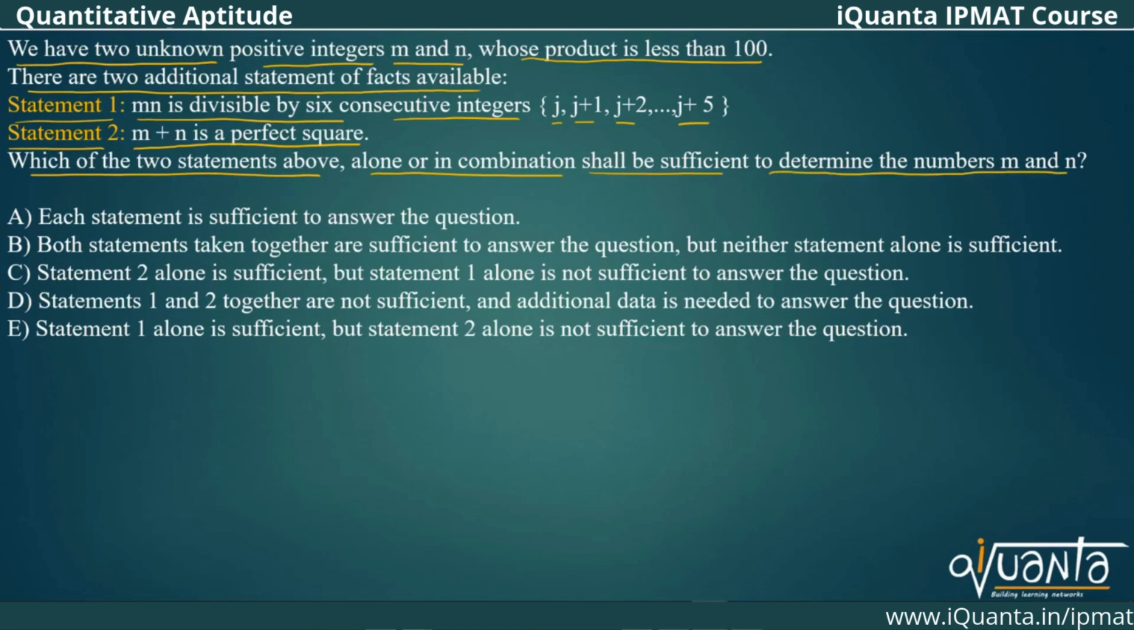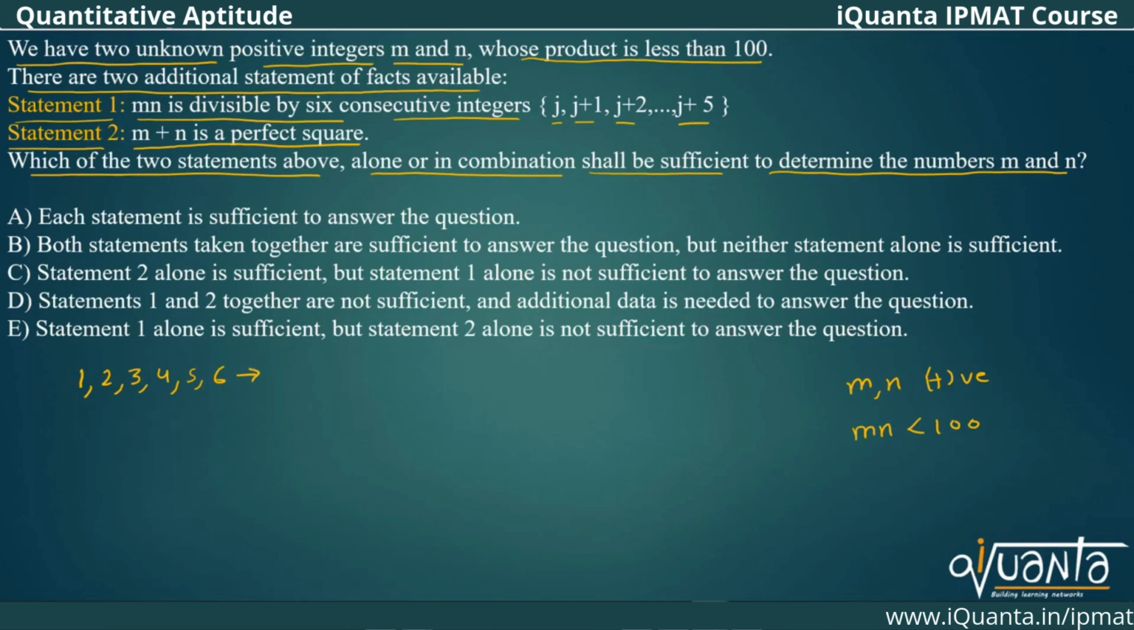So first of all, m and n must be positive integers. m and n must have a product less than 100, and the product of m and n should be divisible by 6 consecutive integers. So if I start from 1, 2, 3, 4, 5, 6, we have 6 consecutive integers over here. So what should be the value of mn so that it is divisible by all of these?